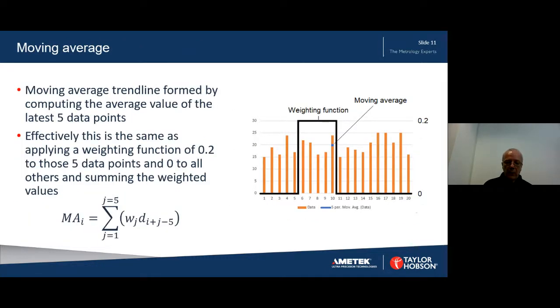In our example, the moving average is carried out over 5 data points. To form the average, we could calculate the sum of values and divide by 5. Alternatively, and more usefully when discussing digital filters, we could multiply each value by 0.2 and then sum up the resultants. In essence, this means that we are applying a weighting function, which has 5 discrete values, all of which are equal to 0.2. For this example, the moving average, MA, at any point i, can be calculated using the formula shown.